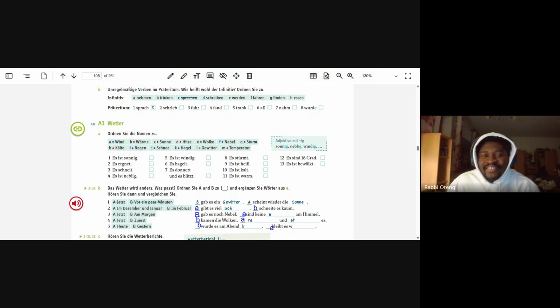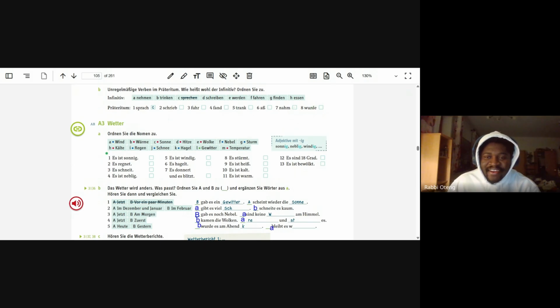And like weather words: the wind is der Wind, the warmth is die Wärme, die Sonne is the sun, die Hitze, die Wolke, der Nebel, the fog. The Wolke is the cloud, okay, not the... Wolke, okay, die Wolke. Then der Nebel, the fog. Then the storm, der Sturm.